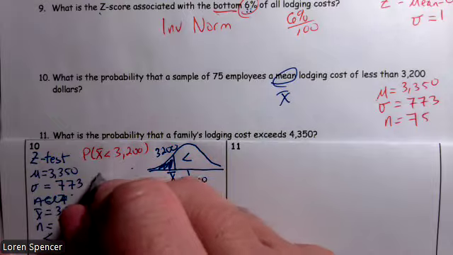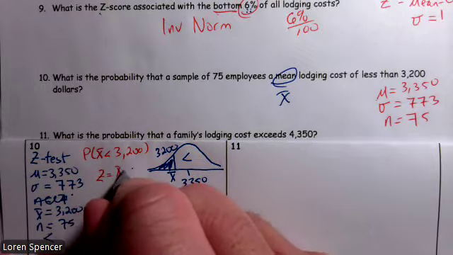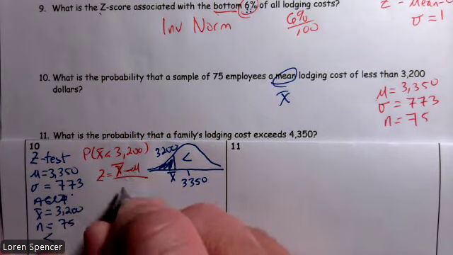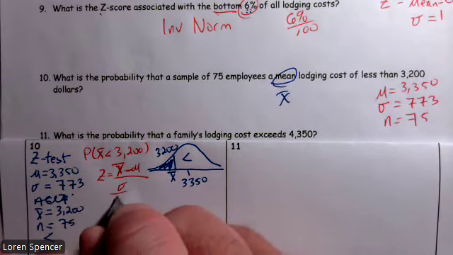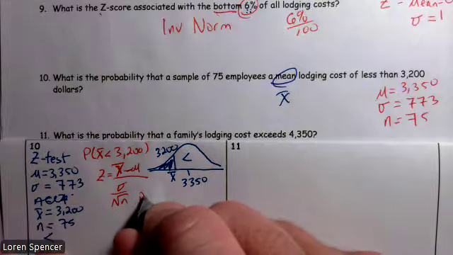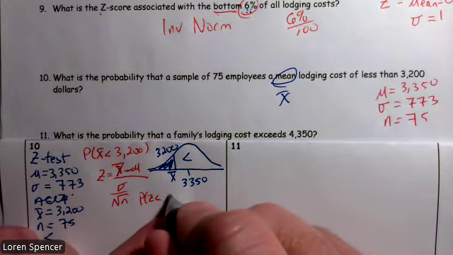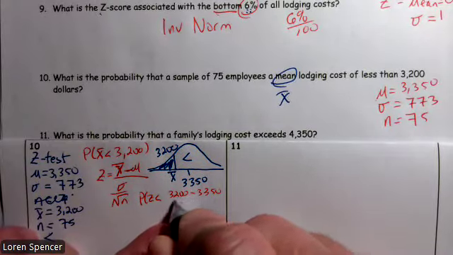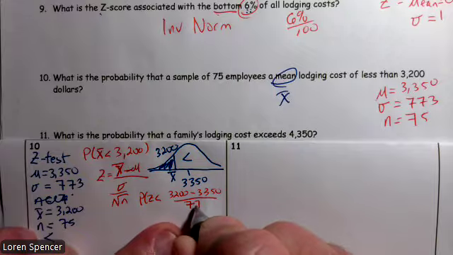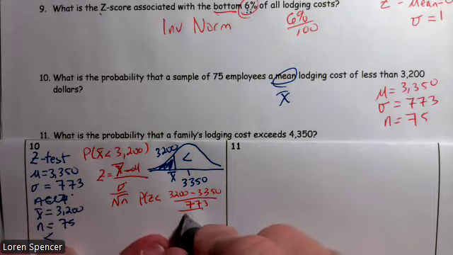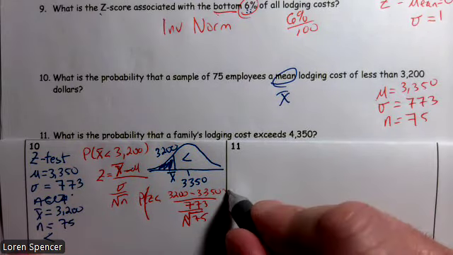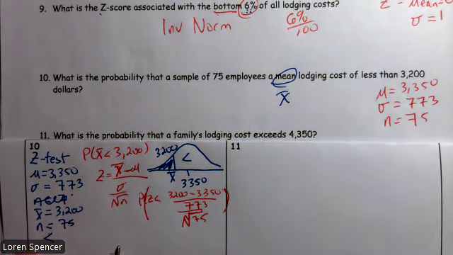Our formula is Z equals X bar minus mu, divided by standard deviation divided by square root of n. So we're looking for the probability that Z is less than 3,200 minus 3,350, that's my mean, divided by 773 divided by the square root of sample size 75. Once again, if it's in red, not required, blue, required.